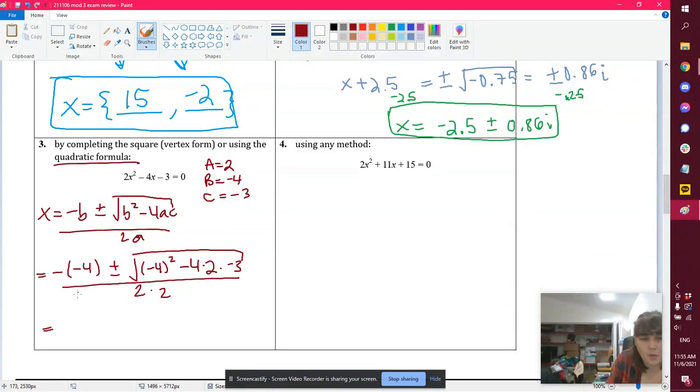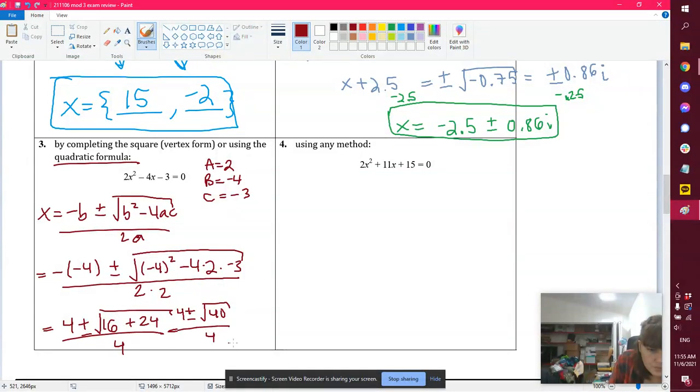The negative b for a negative b is going to be positive. Negative 4 squared is still positive 16. I multiply all these together and get 24. 16 plus 24 is 40. 40 is 2 square roots of 10, because over here, I can break this into 20 and 10 and 2 and 2 and 5.